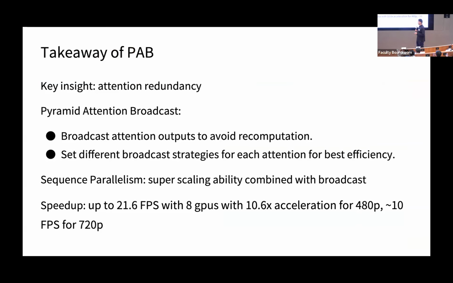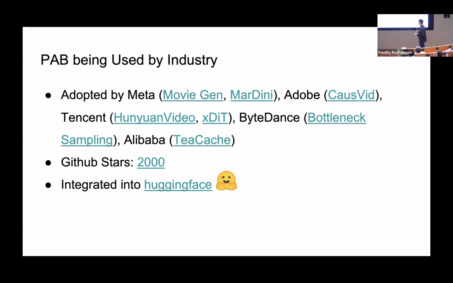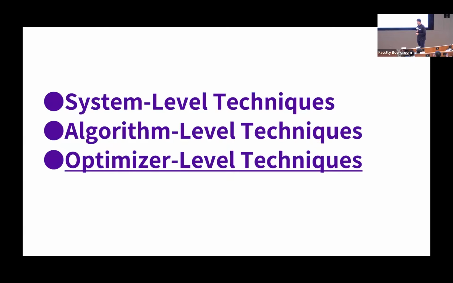So the takeaway for this is we can reuse some attention outputs to make it faster, because we can avoid some computation and also avoid the communication, the sequence parallelism. I mean, this paper was published in NeurIPS. I think we got more than 2,000 stars on GitHub. And the number three part is optimizer level techniques.